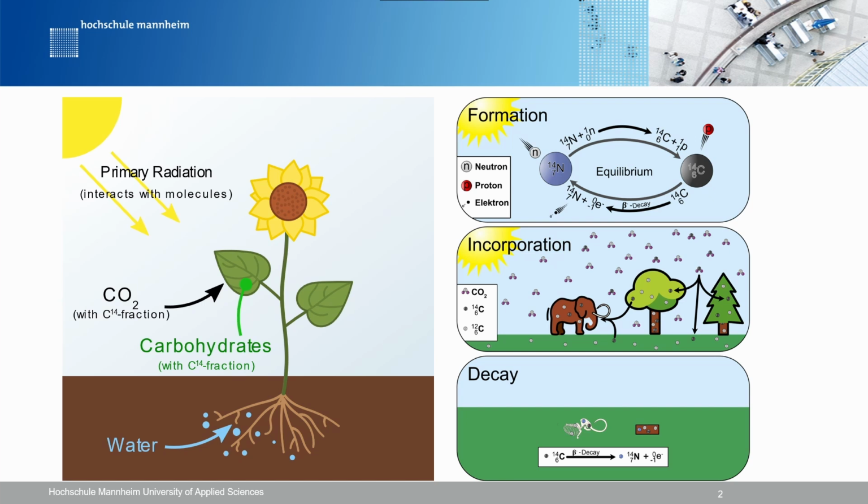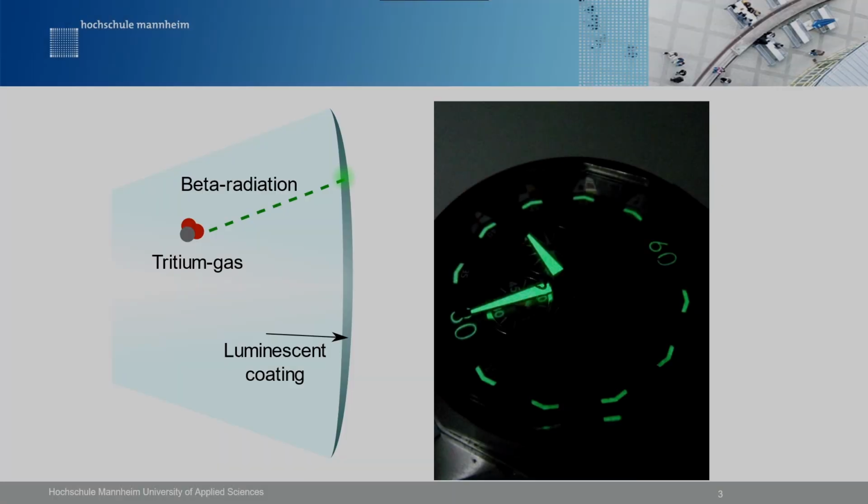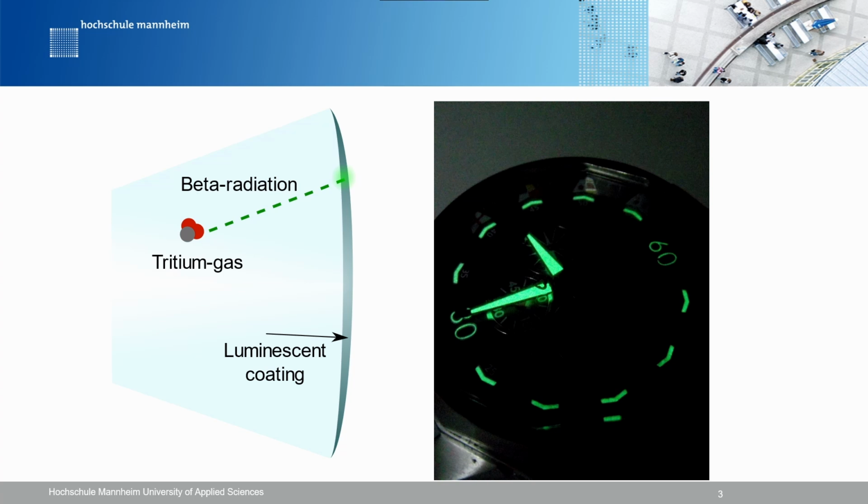Another radionuclide with widespread presence is the radioactive hydrogen isotope tritium. It is used, for example, as a luminescent material in the dials and hands of wristwatches. Having radioactive materials so close to the body might raise concerns. However, we will soon explain why it is possible to utilize this radionuclide in a safe manner.